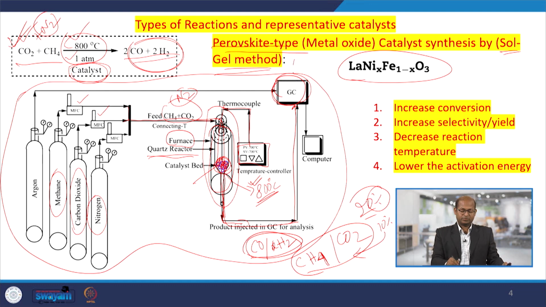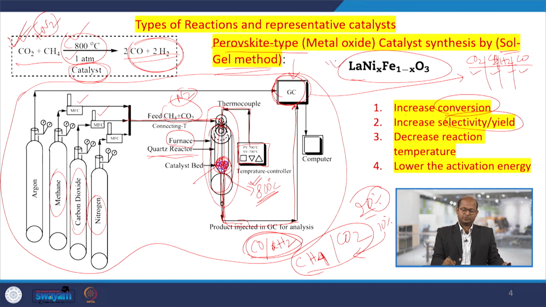So then we have to inject that into the GC to find out how much concentration of the individual components there is. These concentrations we can measure with the help of GC, and from there we can find out the conversion, selectivity, and yield of the products.